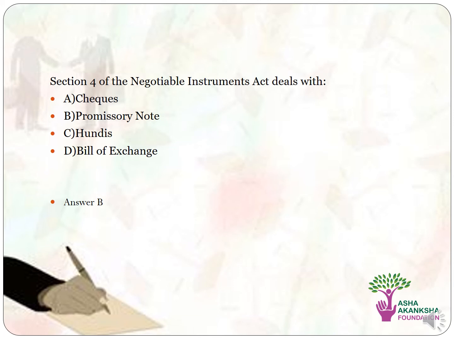Let's get to the next question. Section 4 of the Negotiable Instrument Act deals with, options are option A, check, option B, promissory note, option C, hundis, or option D, bill of exchange. The correct answer to this question is option B, that is promissory note.